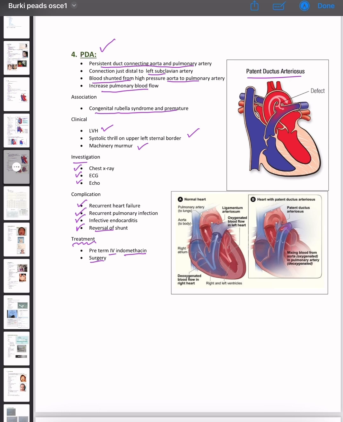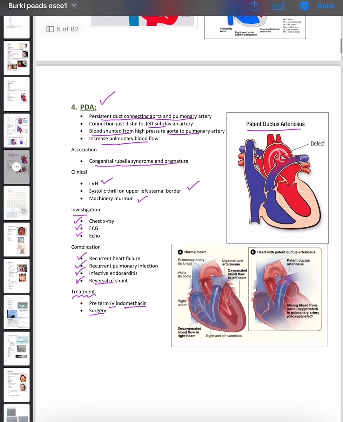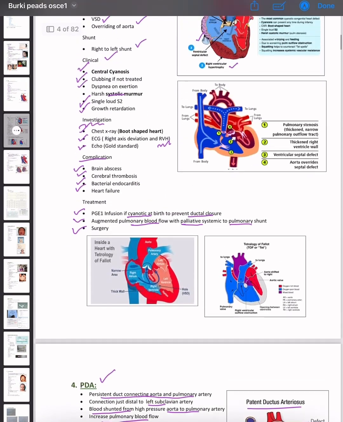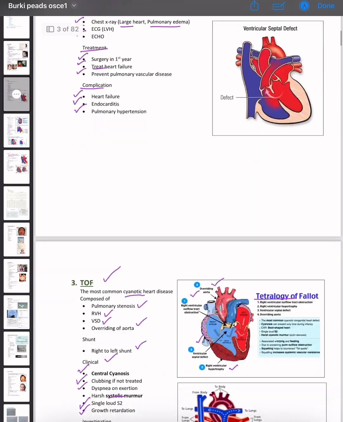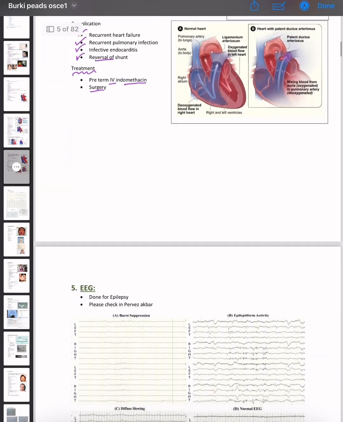For other congenital cardiovascular diseases, that is PDA, patent ductus arteriosus, tetralogy of Fallot, and VSD, surgery is the best treatment. Okay.